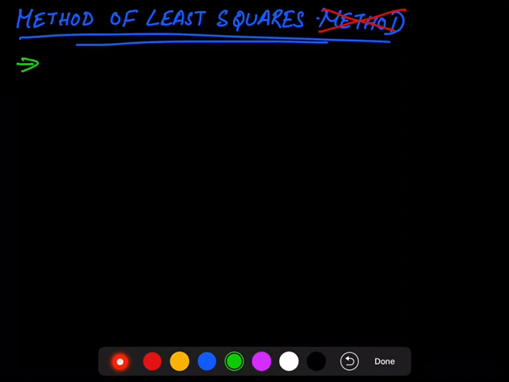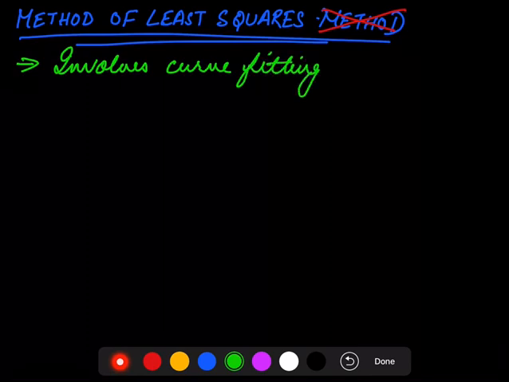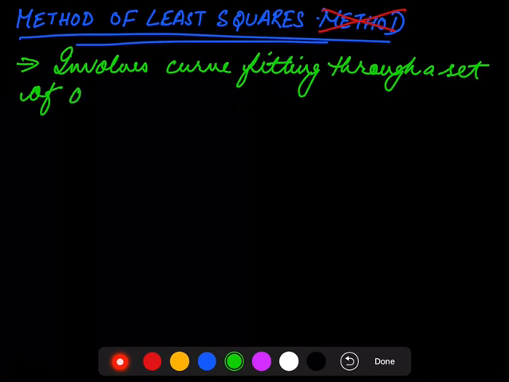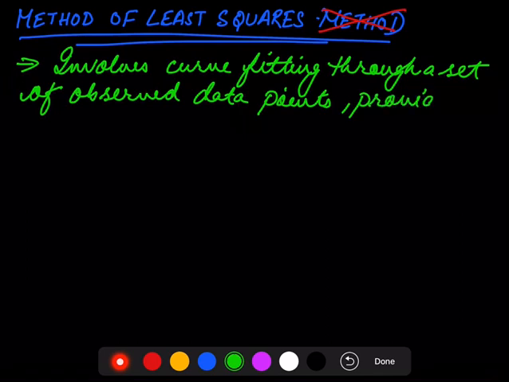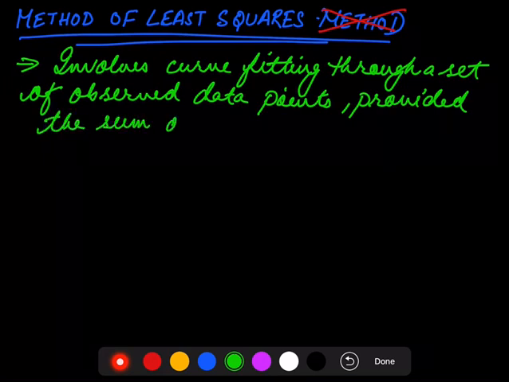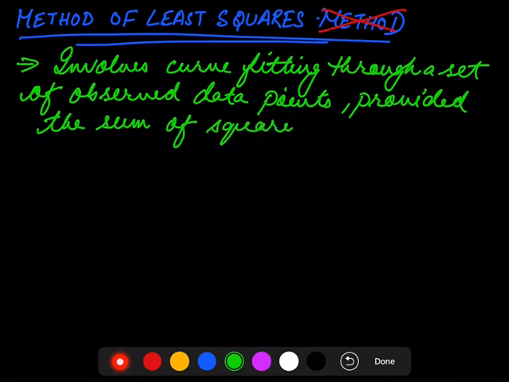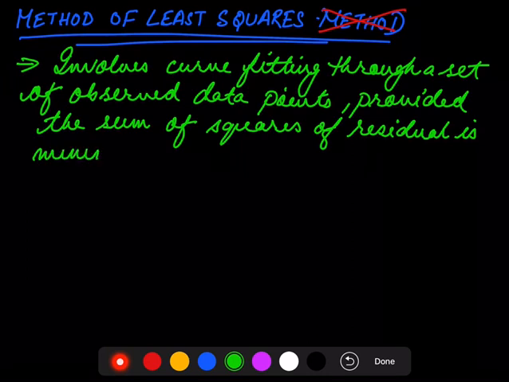So this involves curve fitting through a set of observed data points, provided the sum of squares of residuals is minimum. I'll come to it properly. First understand what is residual.